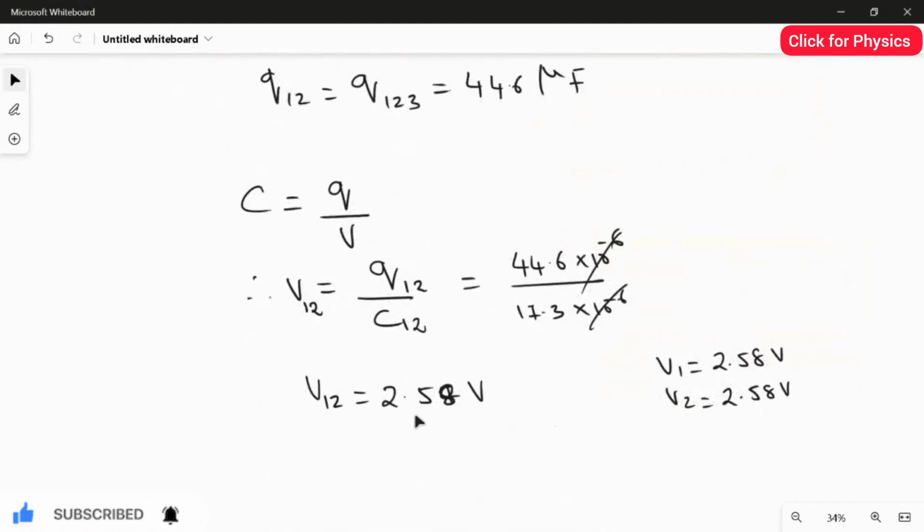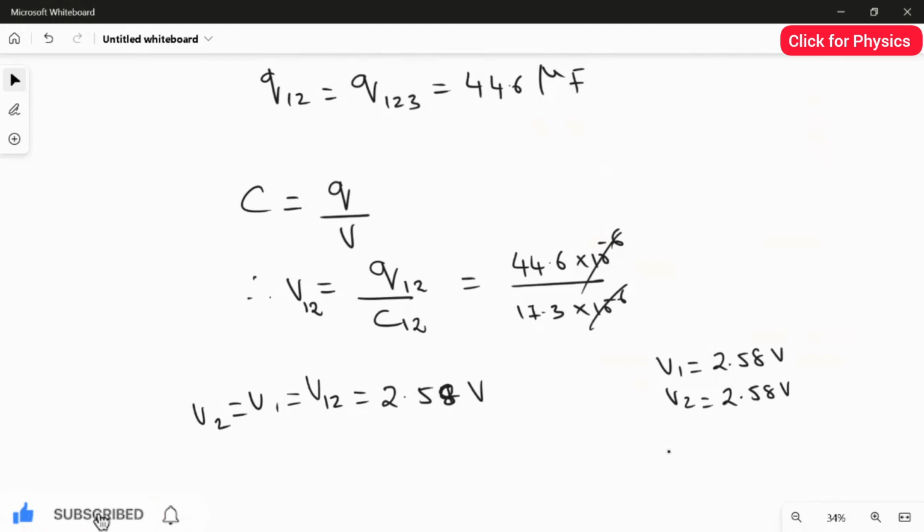So if V12 takes the value of 2.58, V1 and V2 will be the same, because we already know V12 is equal to V1, which is equal to V2. Clear? So we found the answer for the potential. Now, with the help of this, we are going to find the answer for the rest of the things one by one.